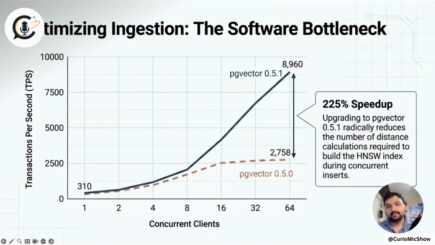Why? Because building an HNSW index requires distance calculation. If the software reduces unnecessary calculation, ingestion becomes much faster. This matters in production because data is not static.